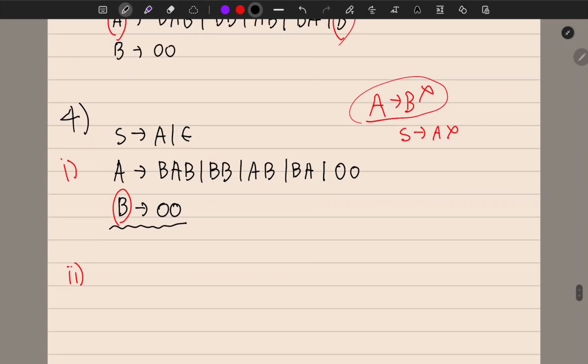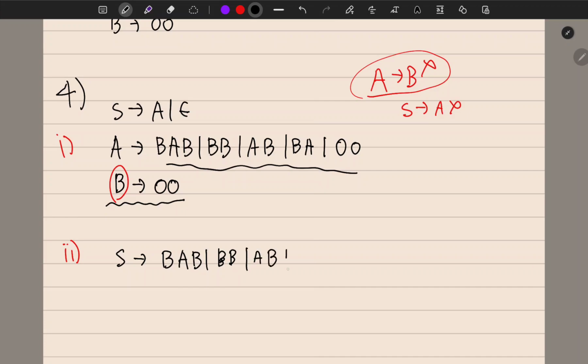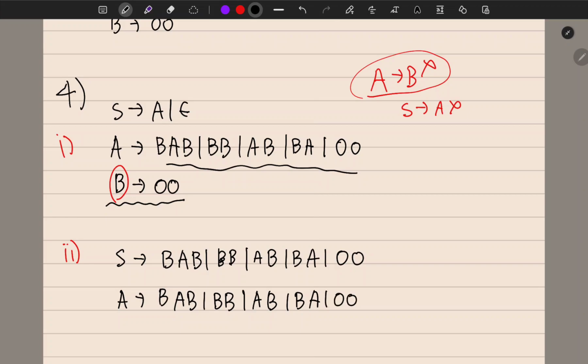So let's now remove S gives A. S gives A, we will replace in A whatever was there. That's the point. So S gives B A B, B B, A B, B A, or 0 0. And A gives B A B, B B, A B, B A, 0 0.